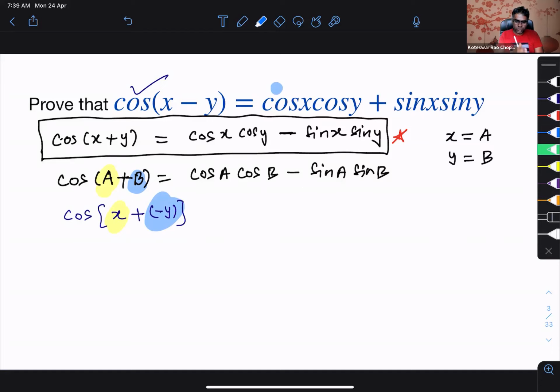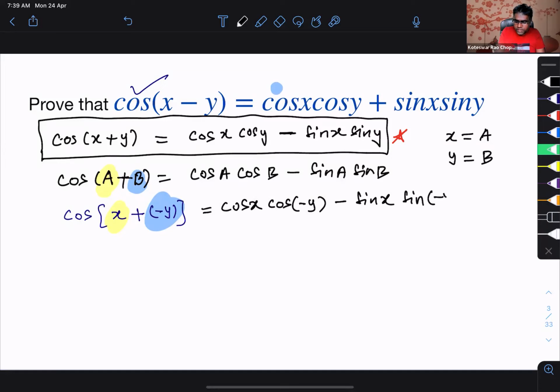So I can use cos of A plus B now. So cos of A plus B is cos A cos B minus sin A sin B. So I'll get simply cos x, and then cos of B is cos of minus y. Okay. Minus sin of A is sin x, and then sin B is sin of minus y. Okay. Now you need to pay attention to these things. So cos of minus y and then sin of minus y.